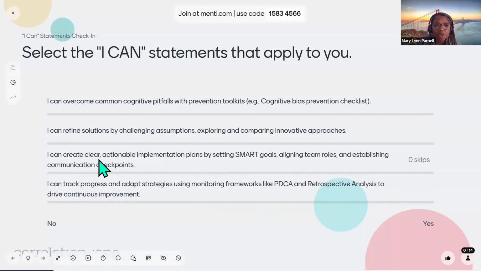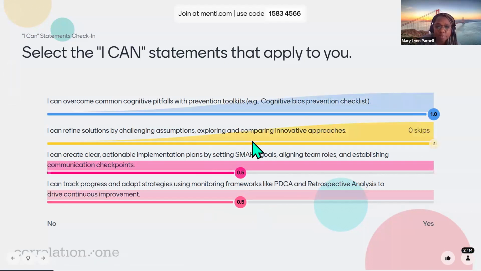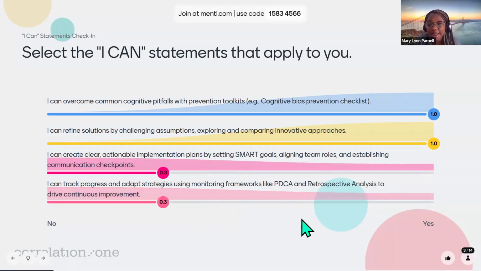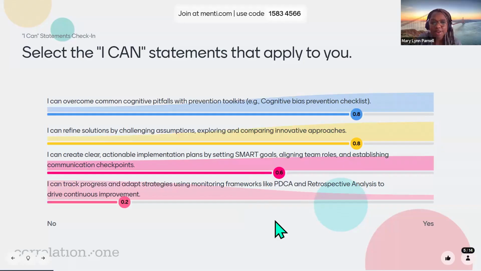Yes. You can refine solutions by challenging assumptions, exploring and comparing innovative approaches. You can create clear, actionable implementation plans, SMART goals, aligning team goals, and establishing communication checkpoints, and also tracking progress and adapting strategies, and using monitoring frameworks like PDCA and retrospective analysis, and drives continuous improvement.